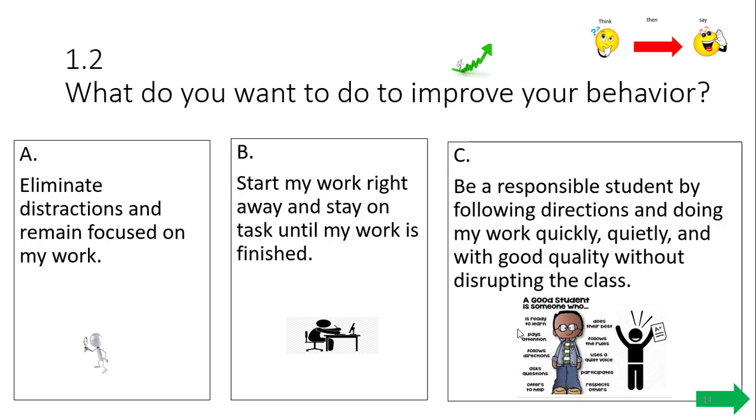When you see this question on your probe later, you're going to start to notice that some things are going to be very repetitive. You're going to start seeing them a lot. So what do you want to do to improve your behavior? Would you choose A, eliminate distractions and remain focused on my work? B, start my work right away or stay on task until my work is finished? Or C, be a responsible student by following directions and doing my work quickly, quietly, and with good quality without disrupting the class? Which choice, based on your lessons so far and what we've discussed, makes the most sense? Please make your selection now.